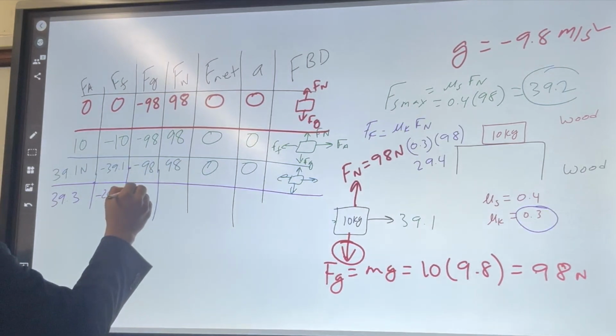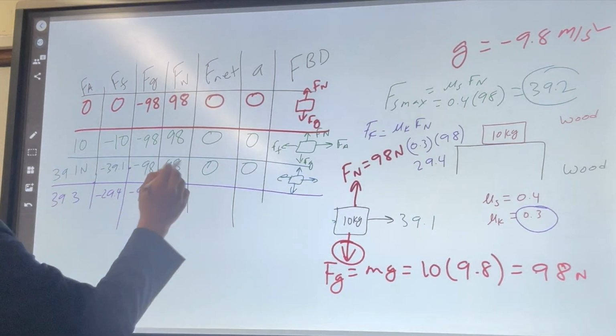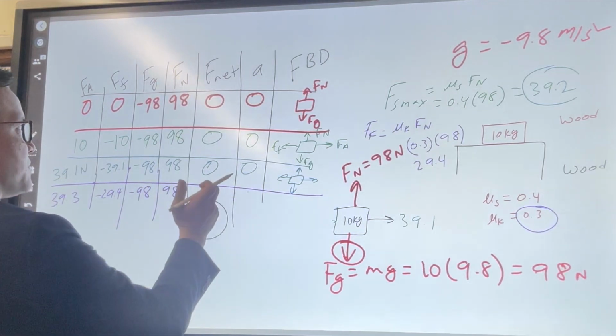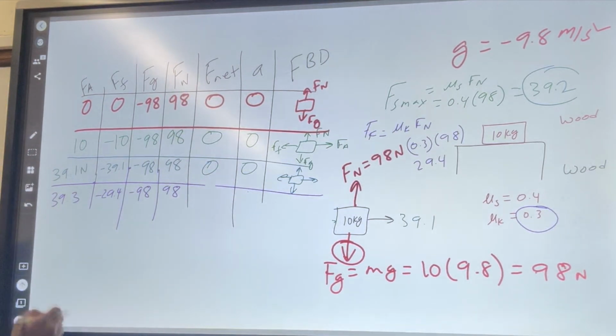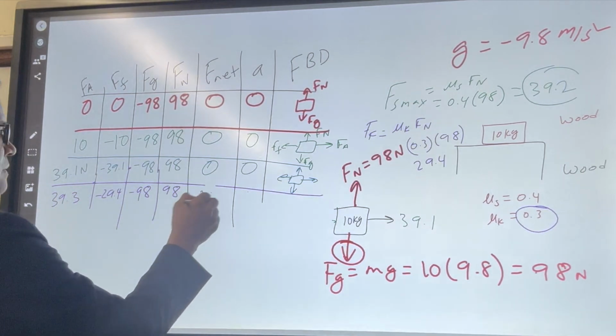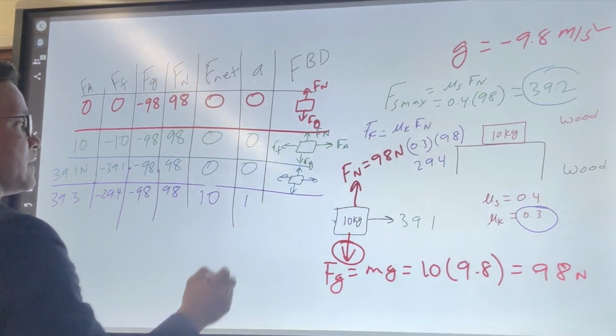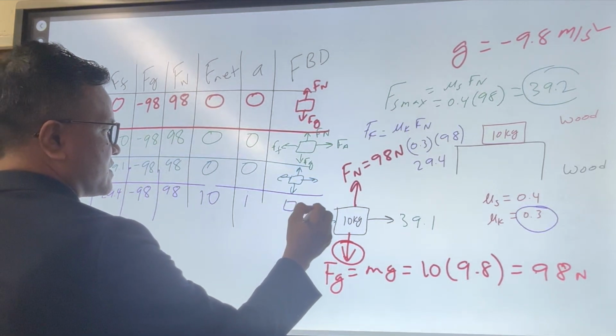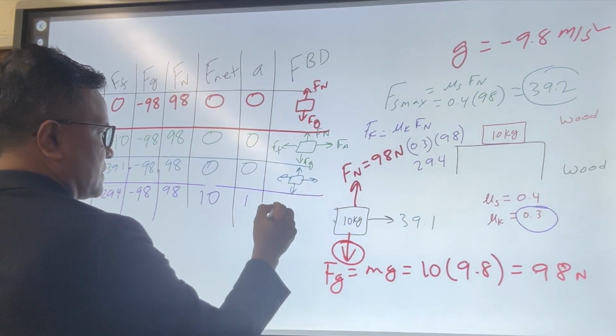The weight is still the same, the normal force is still the same, and this is 0 and this is not 0. Net force is not 0 because 39.3 minus 29.4 is almost 10. Acceleration is 1. And in the free body diagram, you have a net force in this direction, so this is big.